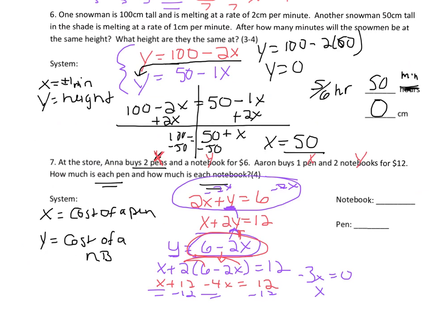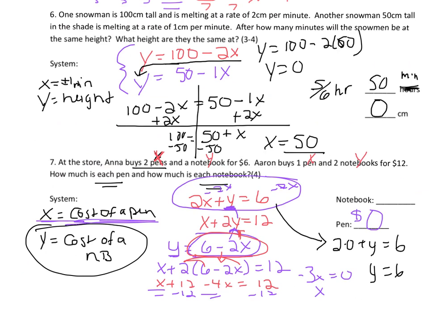So I'm going to come over here to see my x stands for the cost of a pen. So the pens cost $0. After we find what the pens cost, we can quickly put that back into one of our equations, and I'm going to use this one right here, that first one. 2 times 0 plus y equals 6. So y is 6. y was the cost of my notebooks, so that must mean that each notebook is $6.